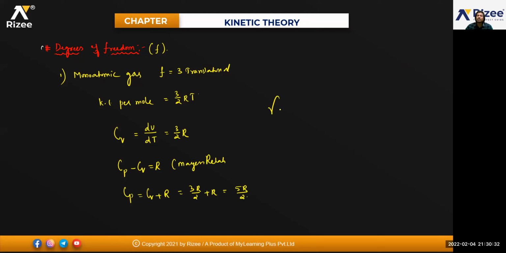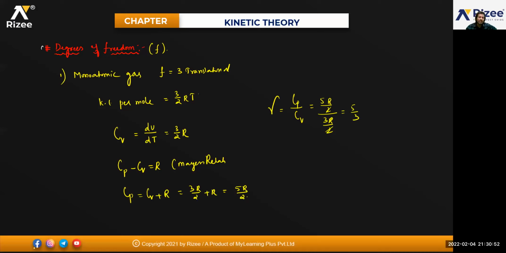So gamma will be equal to how much, beta? The ratio of the molar specific heat at constant pressure divided by constant volume, Cp by Cv. Cp is equal to 5R divided by 2, divided by 3R divided by 2. This 2 and this R will get cancelled. So this will be equal to 5 by 3.